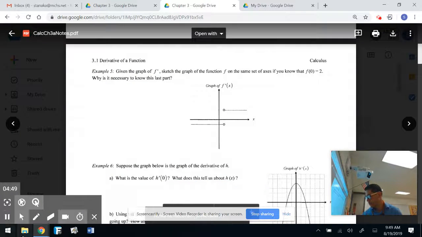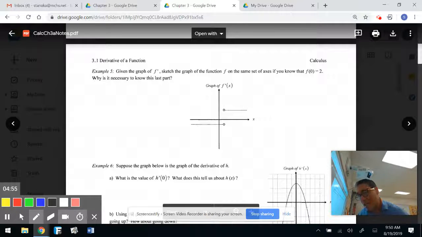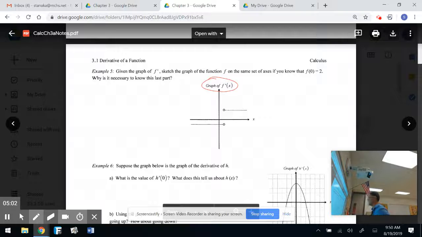All right, class, now let's get a little bit crazy, and like anything in math, it's always good to go forwards and then go backwards. All right, so here we go. Now we get the graph of f prime of x. Whoa, and I got to go backwards.